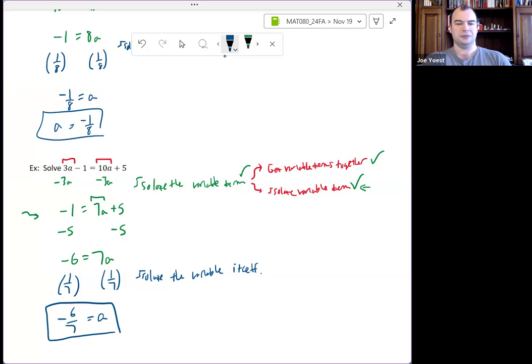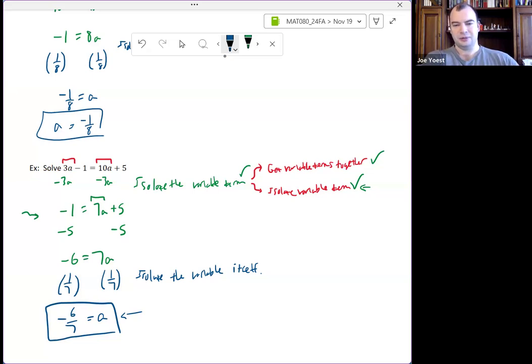So that's my answer. Ideally, I would now plug this back into the original equation and check that I get the same number on both sides. Again, for time considerations, we're not going to worry about that on a lot of these problems, but we would see that this is the one and only answer, the one and only solution to this equation.